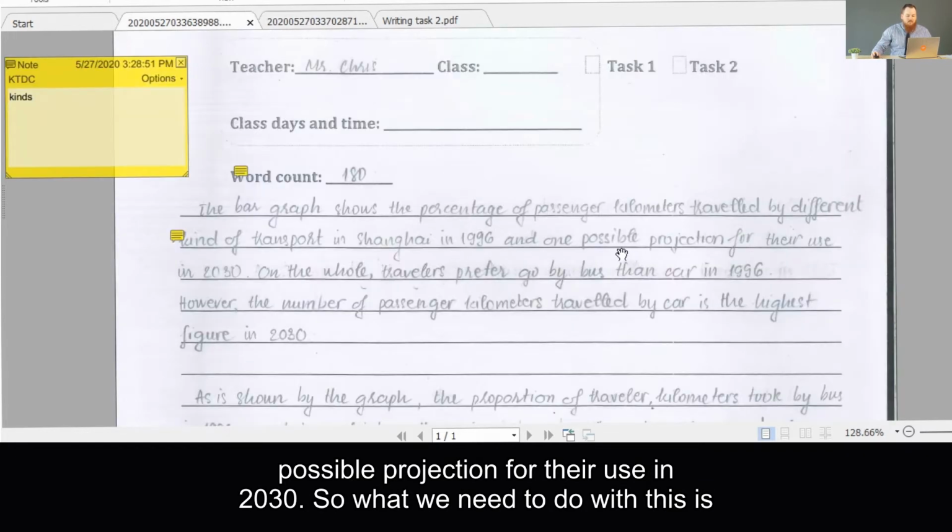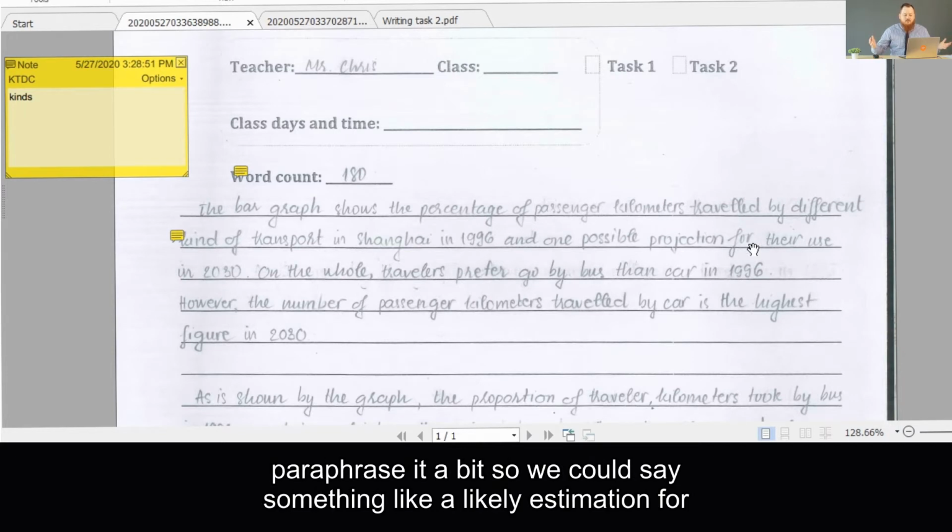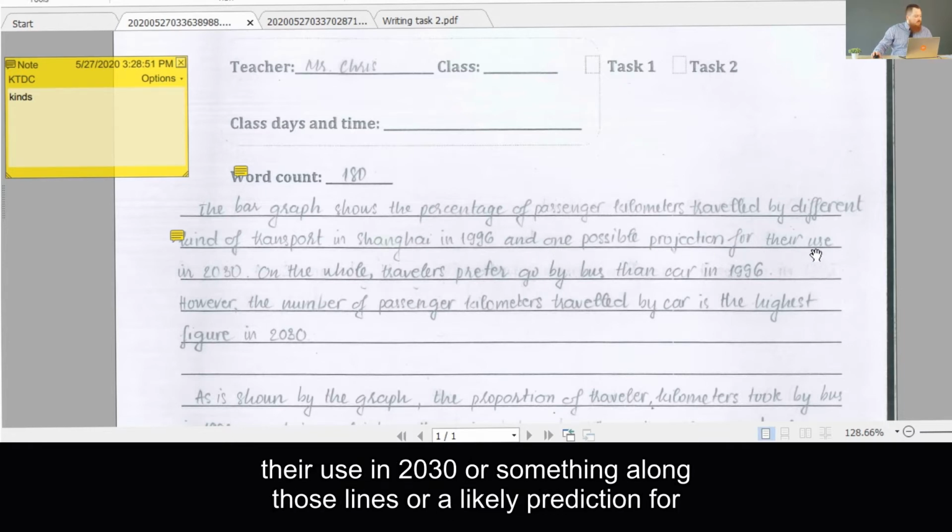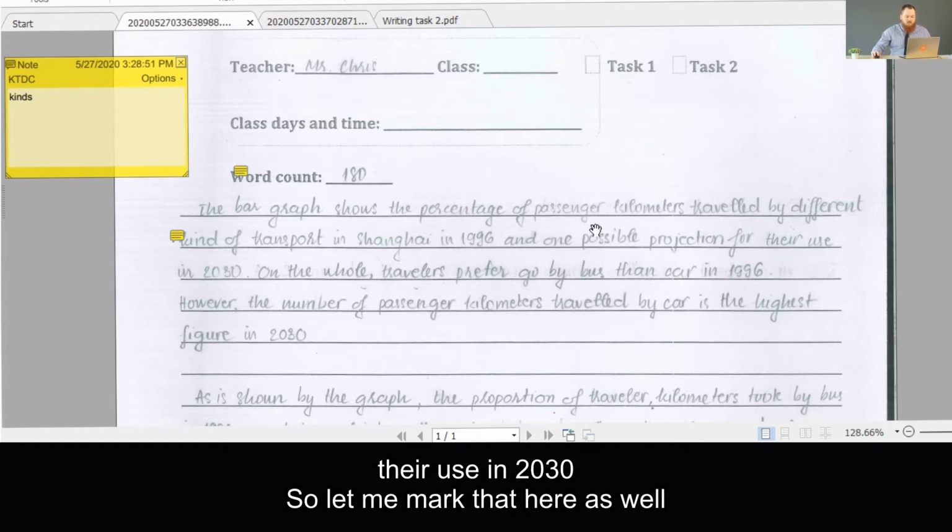So what we need to do with this is paraphrase it a bit. So we could say something like, a likely estimation for their use in 2030, or something along those lines, or a likely prediction for their use in 2030. So let me mark that here as well.